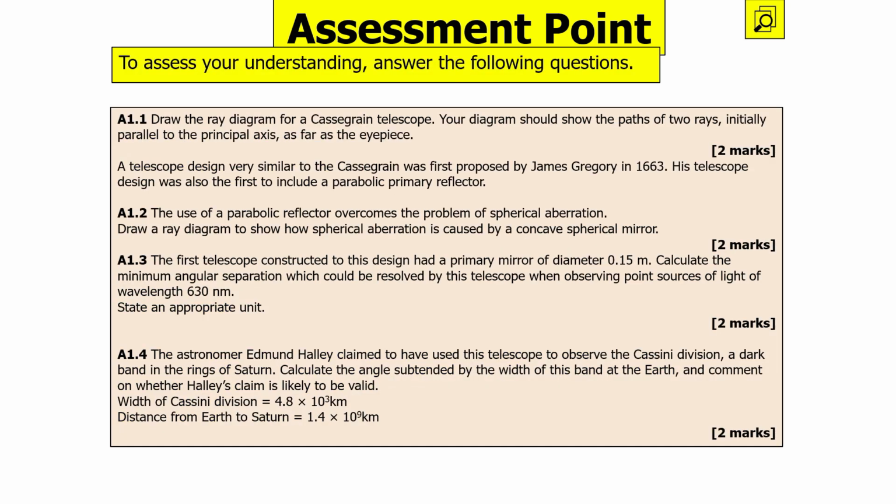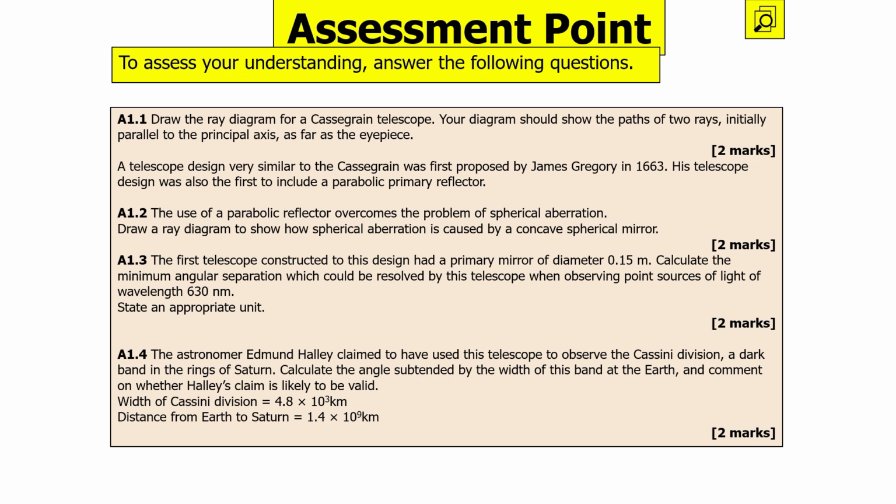The next question says, draw the ray diagram for a Cassegrain telescope. You should draw paths of 2 rays initially parallel to the principal axis as far as the eyepiece. A telescope design very similar to the Cassegrain was first proposed by James Gregory in 1663. His telescope design was also the first to include a parabolic primary reflector. The use of a parabolic reflector overcomes the problem of spherical aberration.